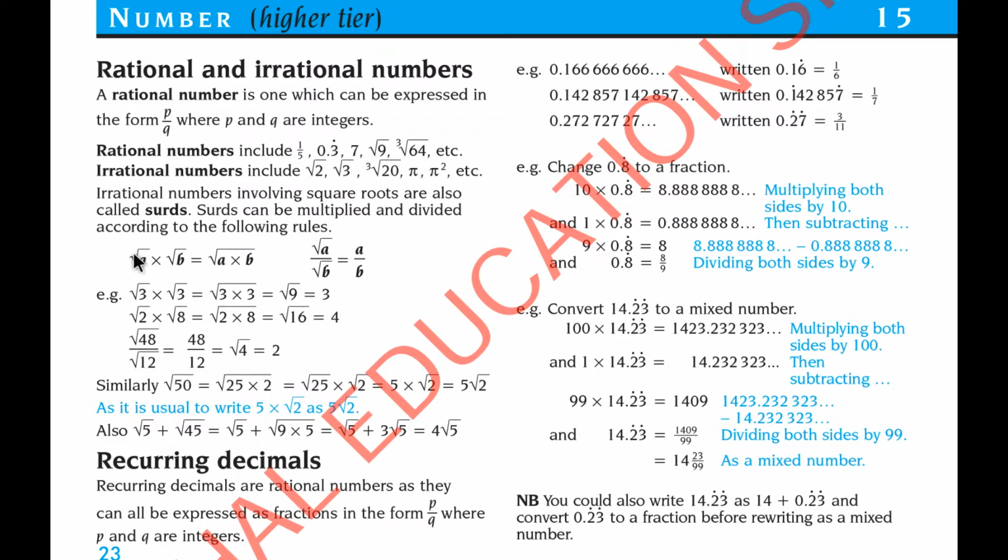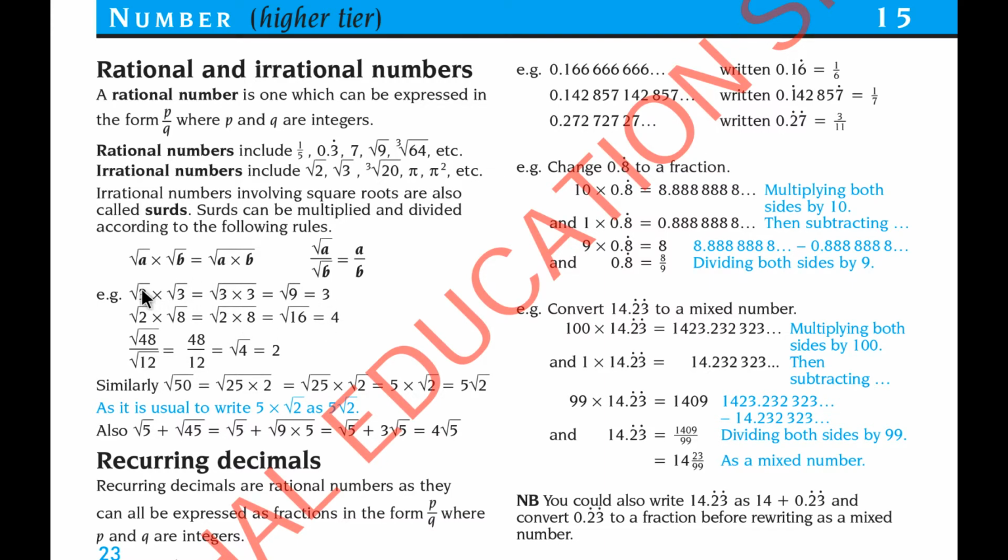If you multiply square root of a by square root of b, you can write inside the square root a times b. If you are dividing square root of a by square root of b, you write the square root of a over b. Now say you have 3 root 3 times root 3, so that's root 3 into 3, root 9, which means 3. And root 2 times root 8 is the square root of 2 times 8, root 16, equals 4.